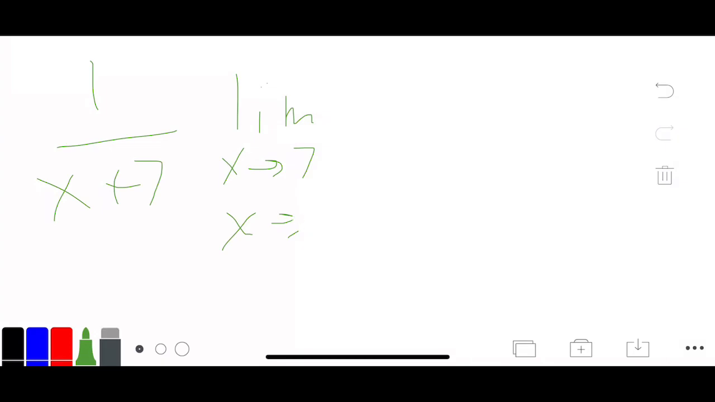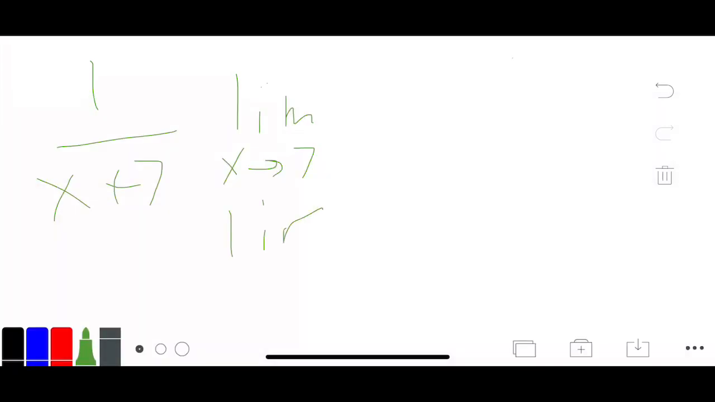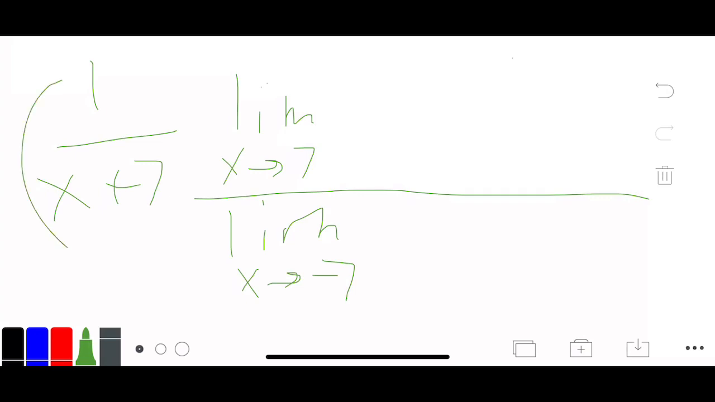So you want to find a limit as x approaches 7, and a limit as x approaches -7. That's two different problems. It's not a fraction problem. It's just two different problems.